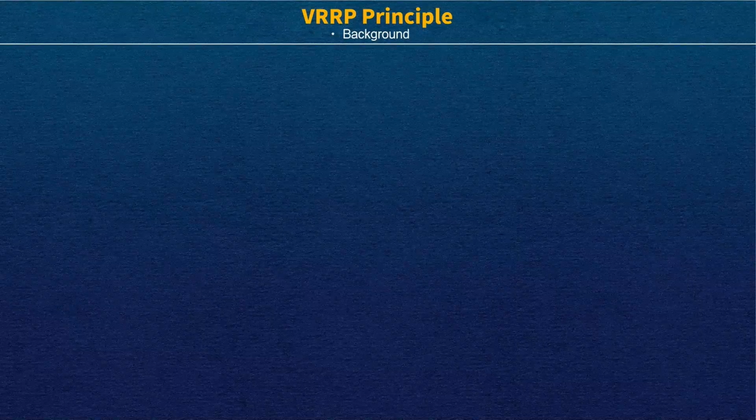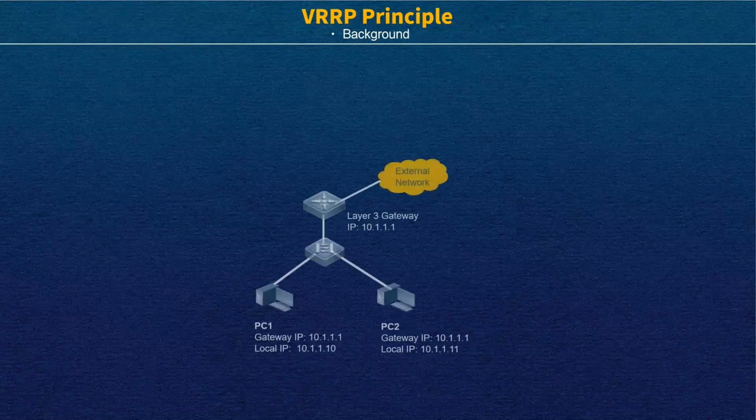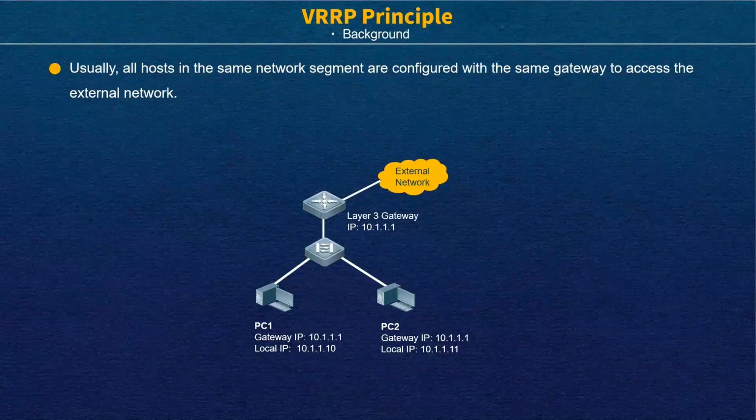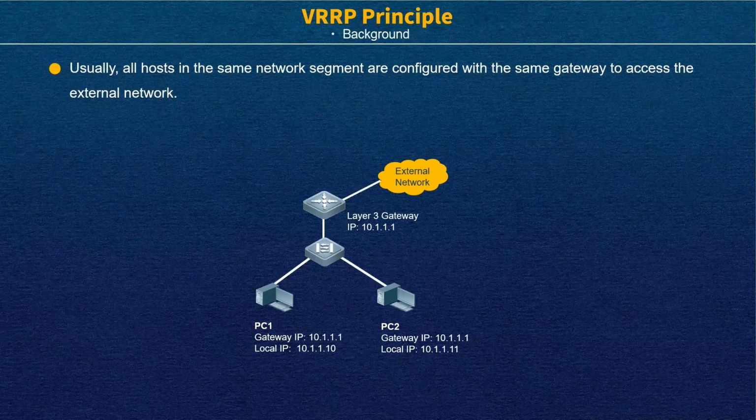In this video, we will talk about VRRP, and why we need VRRP. Usually, all hosts in the same network segment are configured with the same gateway to access the external network. For example, in this topology, we have PC1 and PC2. If they want to visit a different IP segment like the external network, they ask the gateway: please help me forward the message to the other segment. So the gateway is very important in our network.